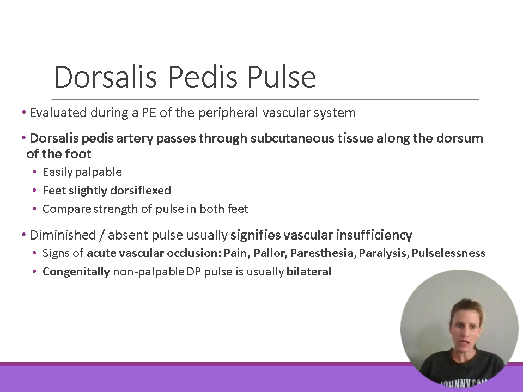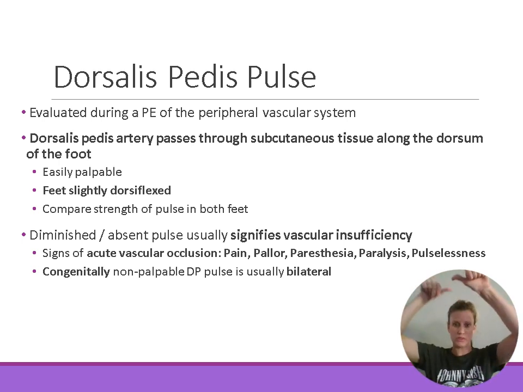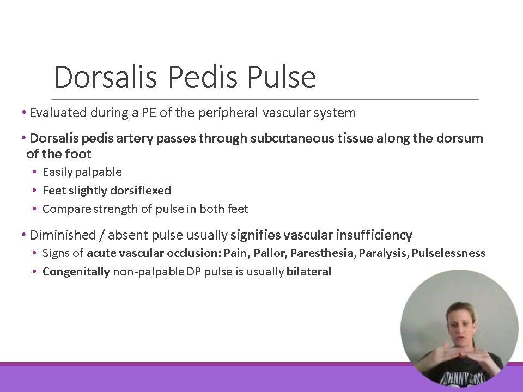Signs of acute vascular occlusion include pain, pallor, paresthesia, paralysis, and pulselessness, right? So this is the pulselessness aspect. Acute vascular occlusion means the vessel is blocked, so the blood is not making its way all the way down to this artery. You can start to check the pulses up the leg and find out where it is. You find the first place you actually have a pulse, and then you know that the blockage is distal to that.